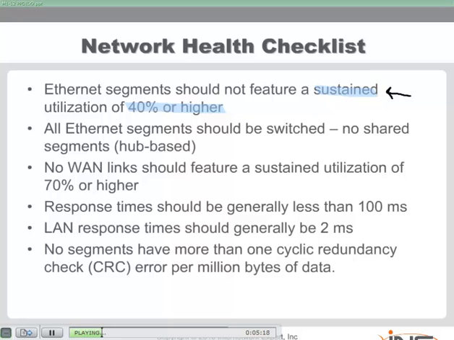Now, a WAN, a wide area network link, notice their sustained utilization shouldn't be higher than 70%. Notice that's a bigger percentage, and that's because WAN links, by their very nature, are lower in available bandwidth, and they also tend to be key aggregation points in the environment, right? Like some LAN switches don't get used all that much, but key WAN links get used by typically everybody.